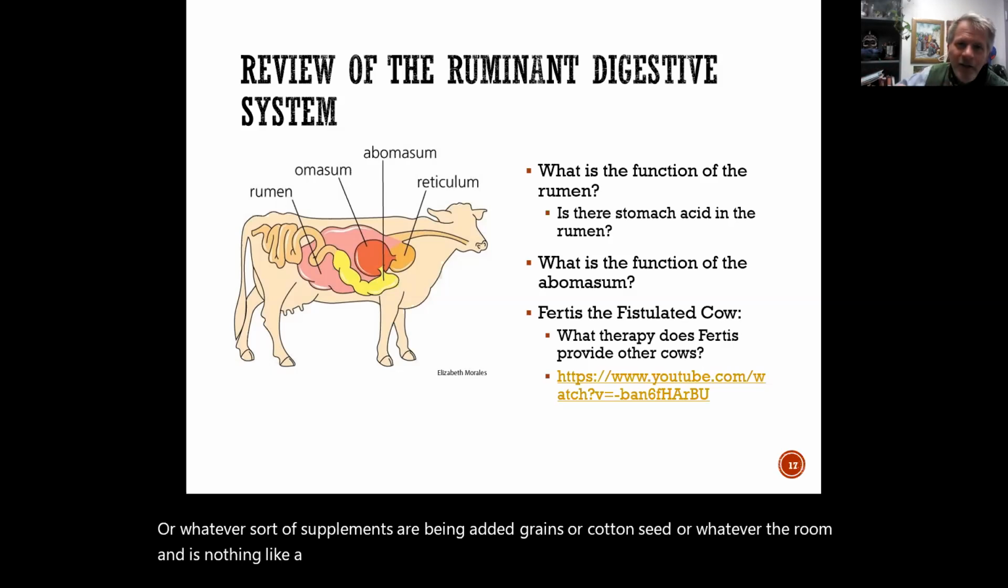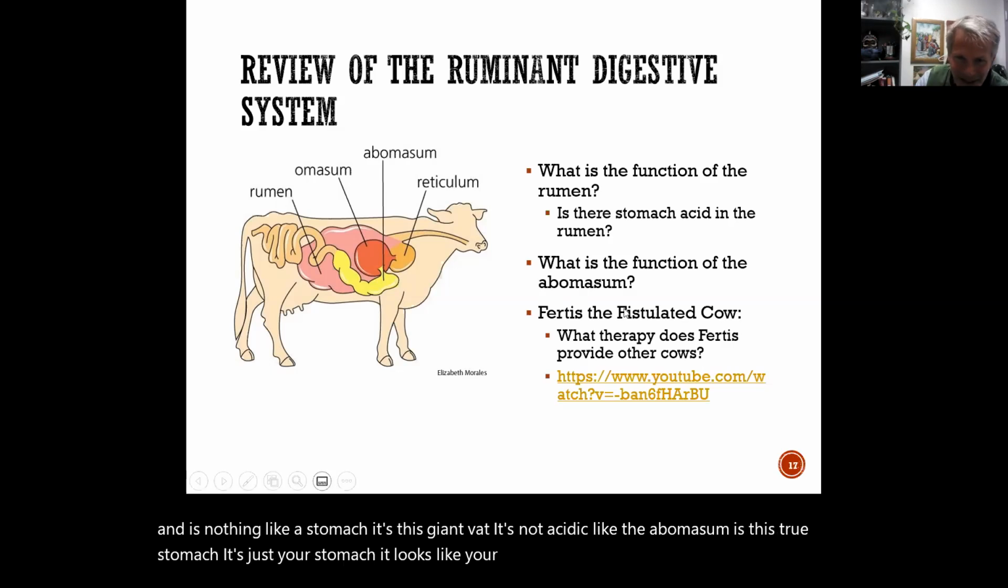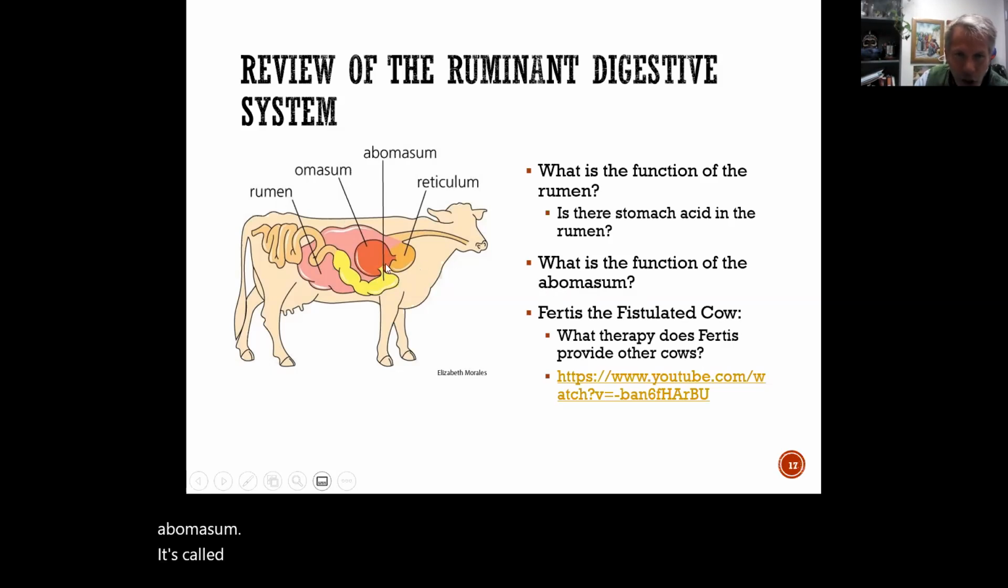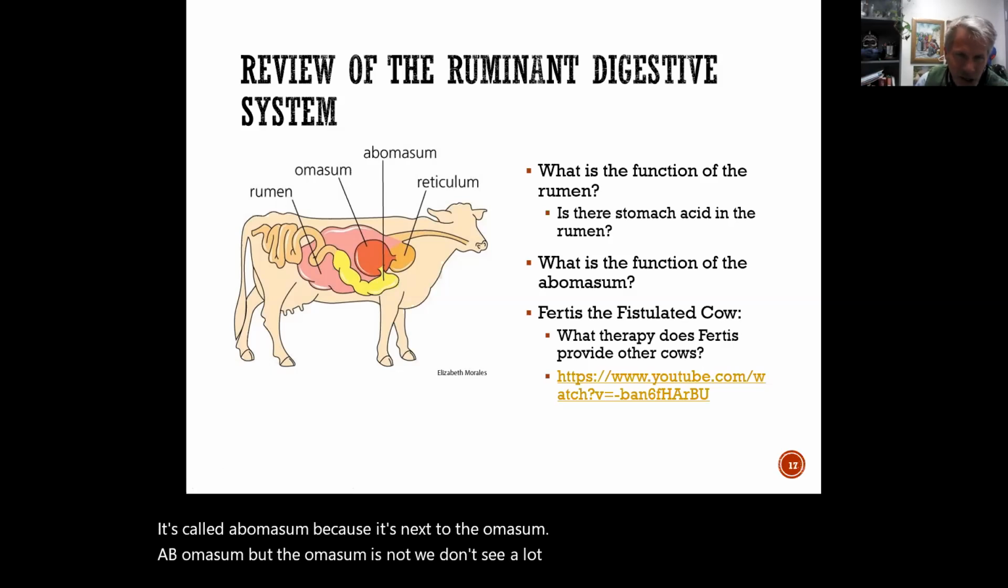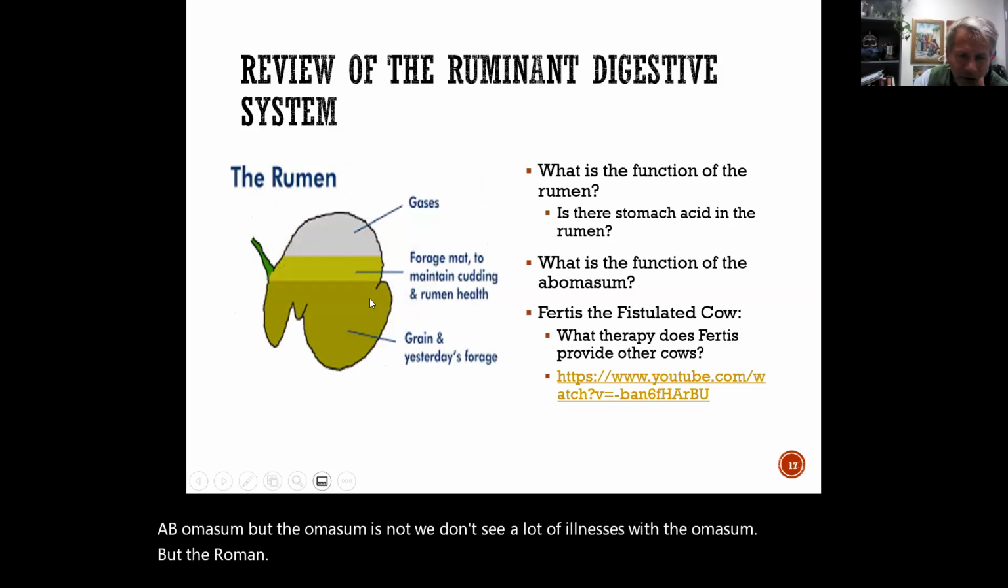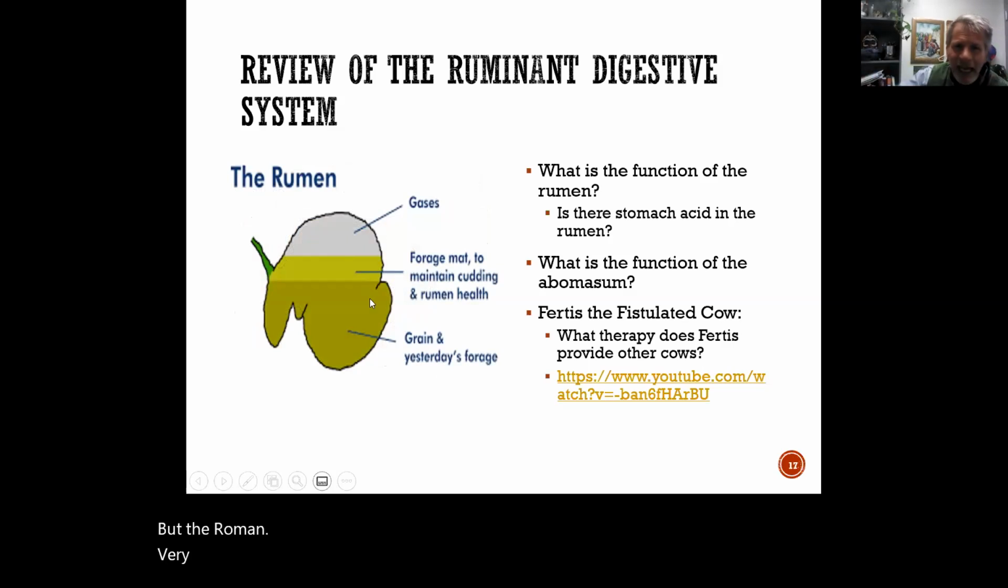It's this giant vat. It's not acidic like the abomasum, which is the true stomach. It's just like your stomach. It looks like your stomach. It's got stomach acid. That's the abomasum. It's called abomasum because it's next to the omasum. But we don't see a lot of illnesses with the omasum. But the rumen is very large, and holds gallons and gallons of food and liquid.